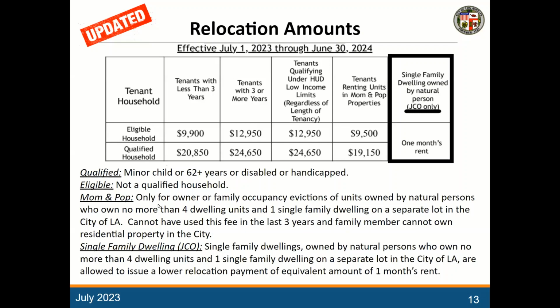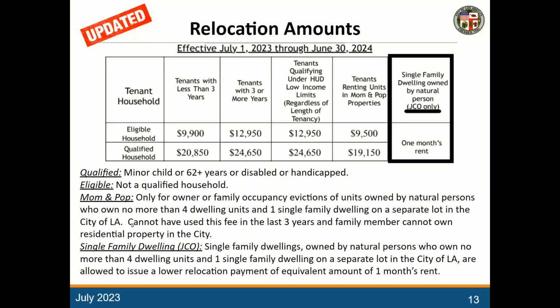However, these mom and pop relocation rates are only for owner or family occupancy evictions and only for units that are owned by natural persons, meaning a corporation would not qualify for the mom and pop amounts. The owner must own no more than four dwelling units and a single family dwelling on a separate lot in the city of LA.